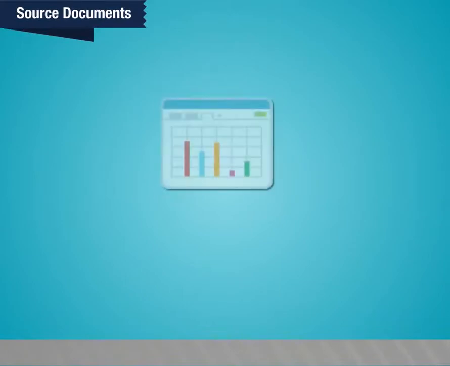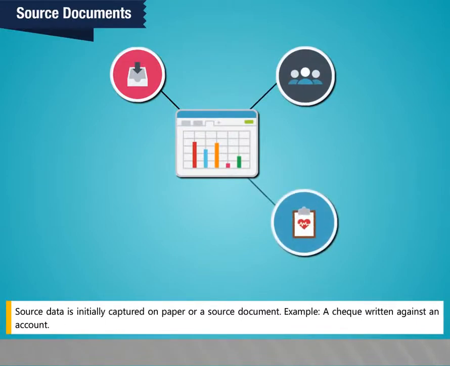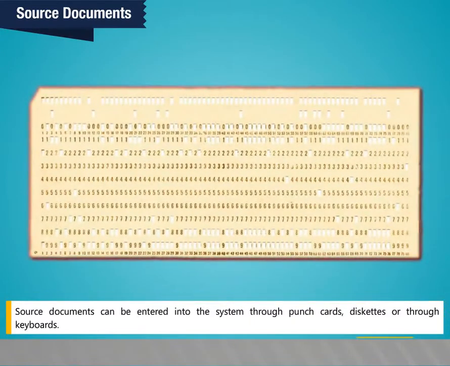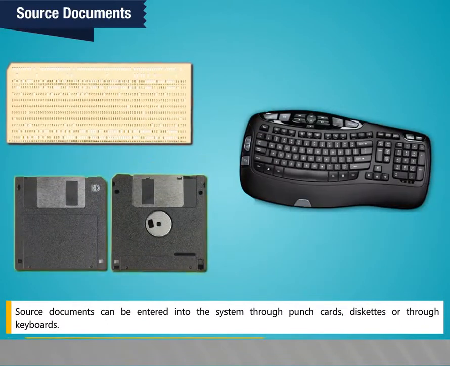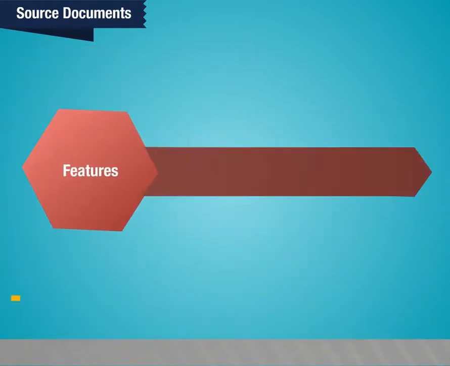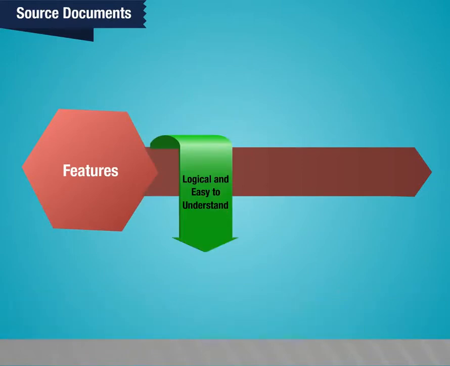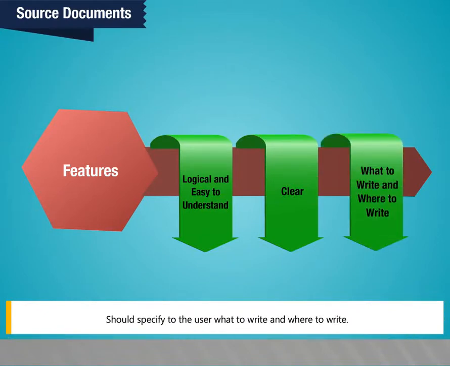Source documents. Source data is initially captured on paper or a source document, for example, a check written against an account. Source documents can be entered into the system through punch cards, diskettes, or through keyboards. Features: should be logical and easy to understand, should be clear, should specify to the user what to write and where to write.